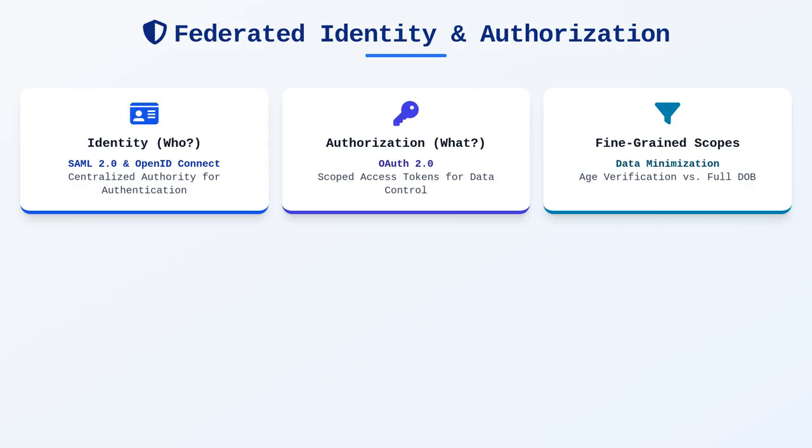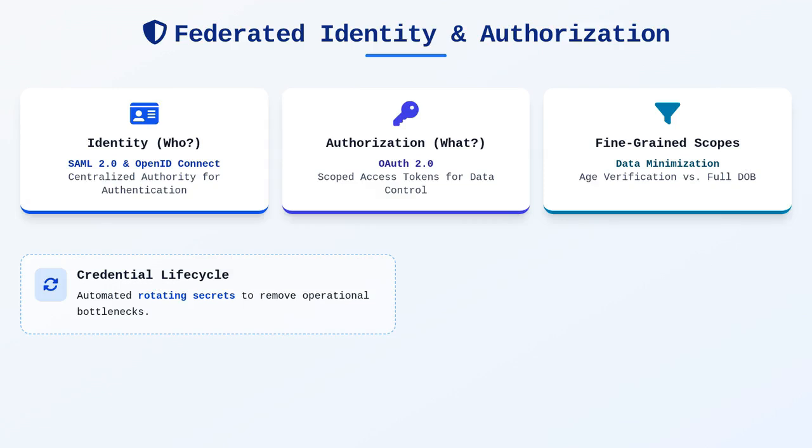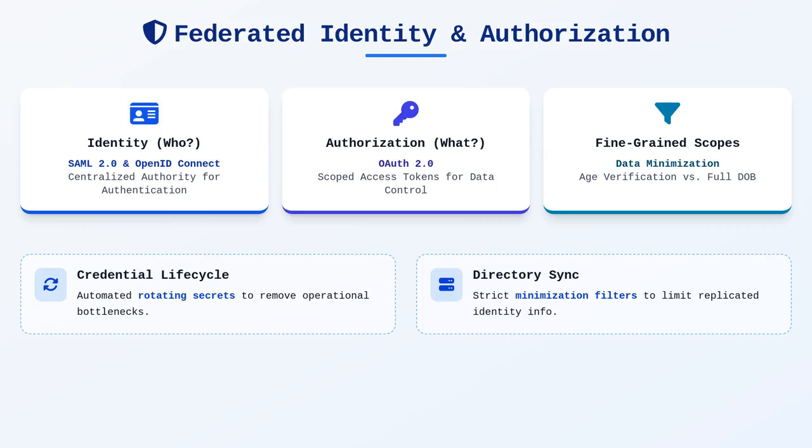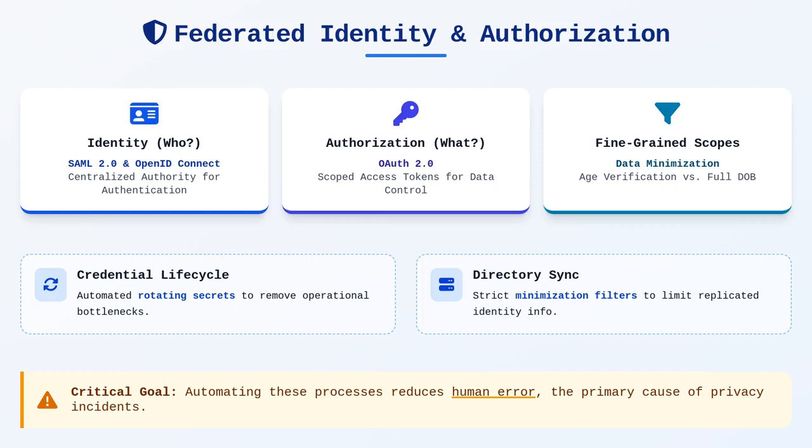Furthermore, we must implement automated credential lifecycle management to ensure that rotating secrets do not become an operational bottleneck. When we synchronize centralized directories, we must ensure these engines are configured with strict data minimization filters so that only necessary identity information is replicated across the ecosystem. Every move toward automating these processes reduces the risk of human error, which remains a primary contributor to large-scale privacy incidents.